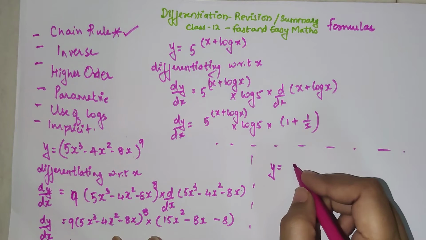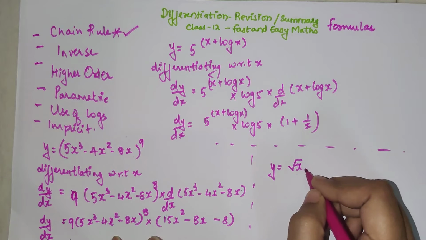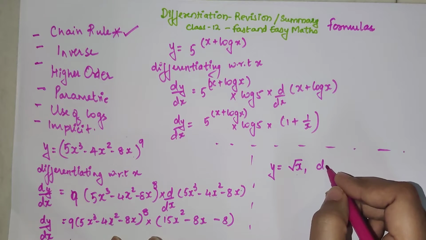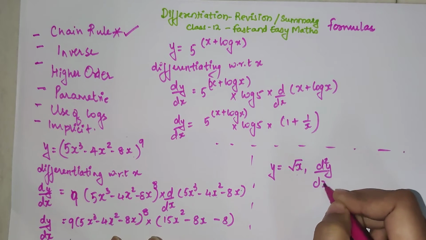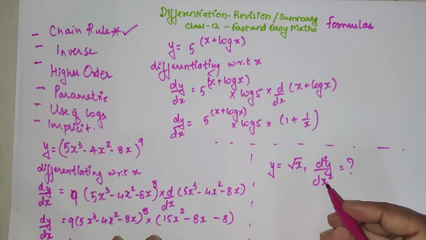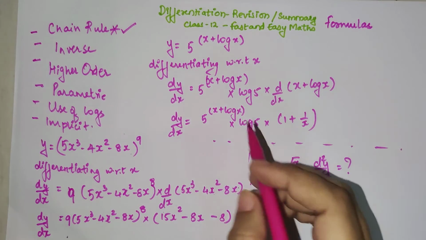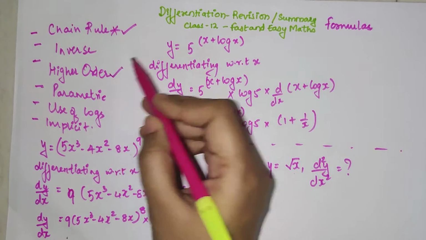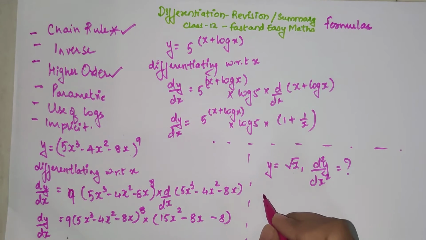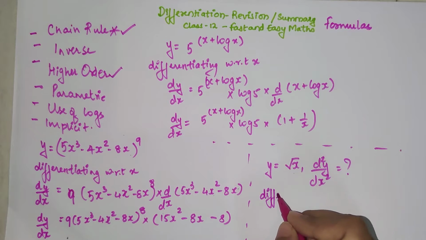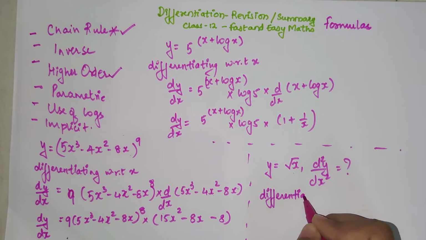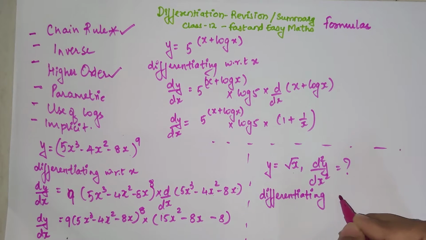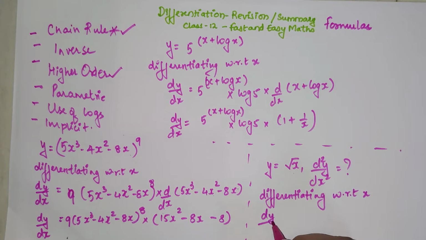So y is equal to root x, and your question is saying find d square y by dx square. Whenever you have something like this, that means you're talking about higher order. Okay, so first things first, you will differentiate with respect to x. You will get dy by dx is equal to 1 upon 2 root x.